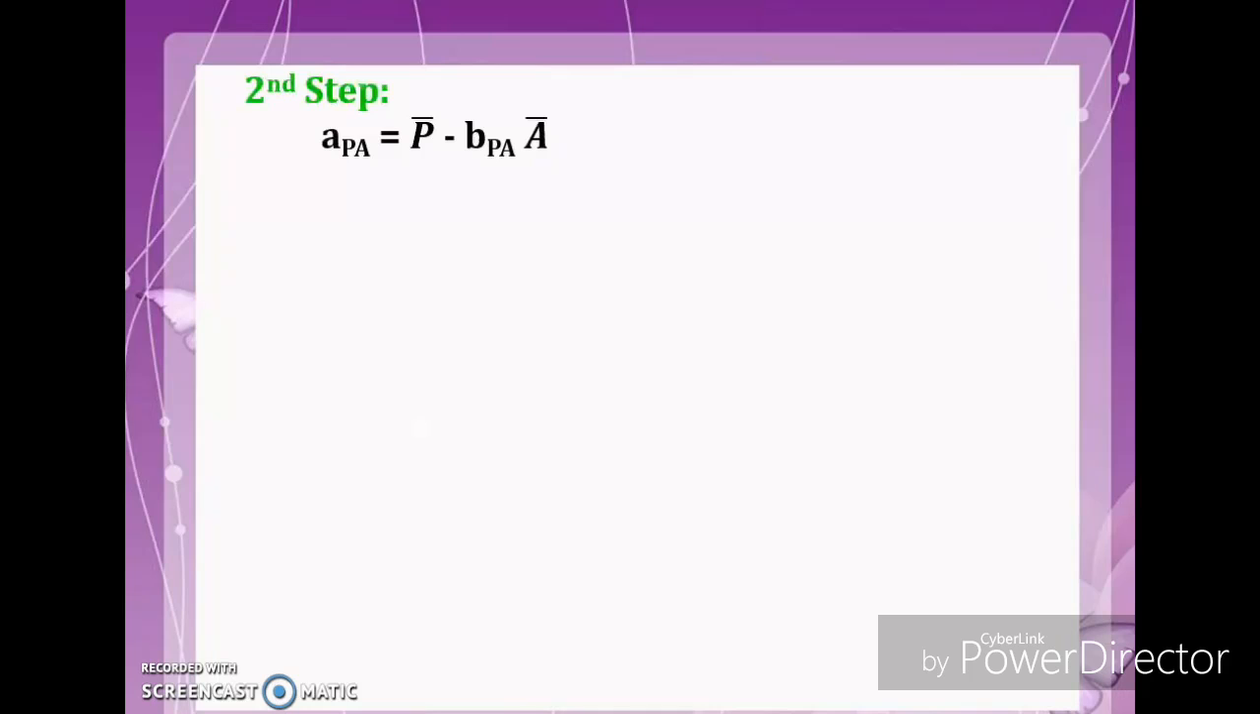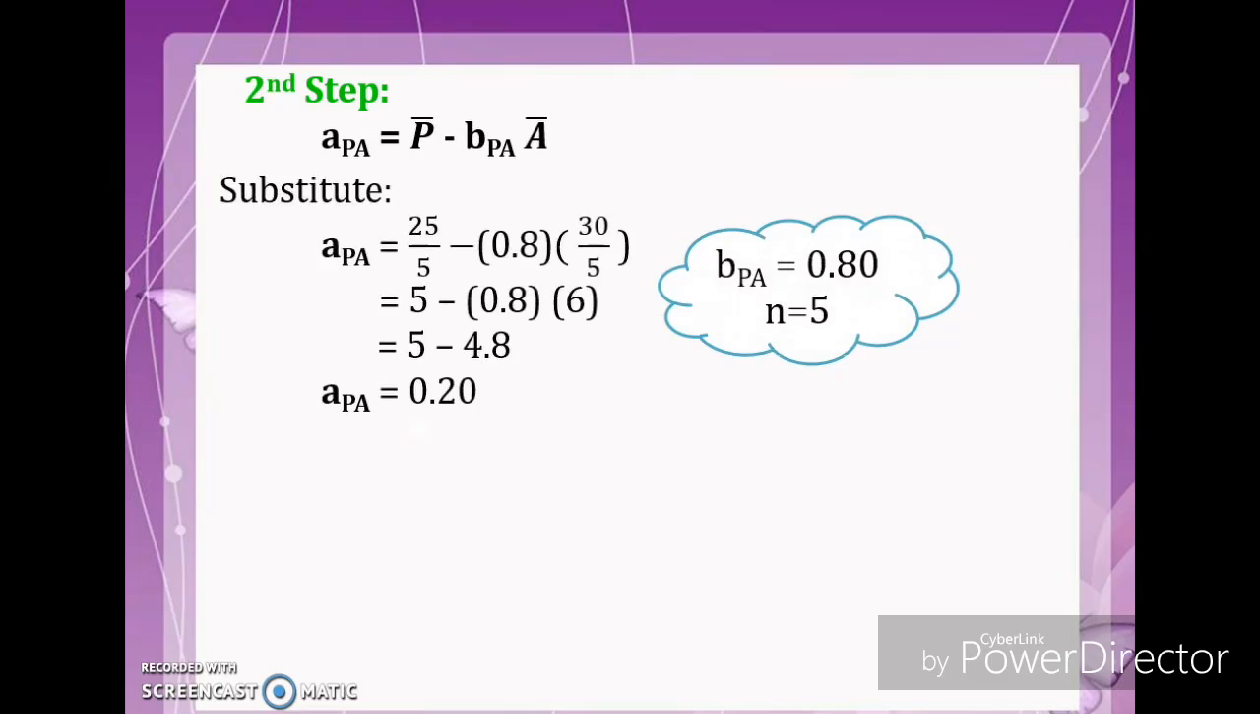So since alam na natin ang value ng B sub PA, i-substitute na lang natin ito. Then ganito ang kalalabasan. 25 divided by 5 minus 0.8 times 30 divided by 5. So paano natin nakuha yung mean of A at mean of B? So alam natin na ang value ng summation of A is 30. So i-divide lang natin ito sa given na n, which is 5. Ganun lang din sa mean of B. Summation is 25 then divided by the given n, which is 5.